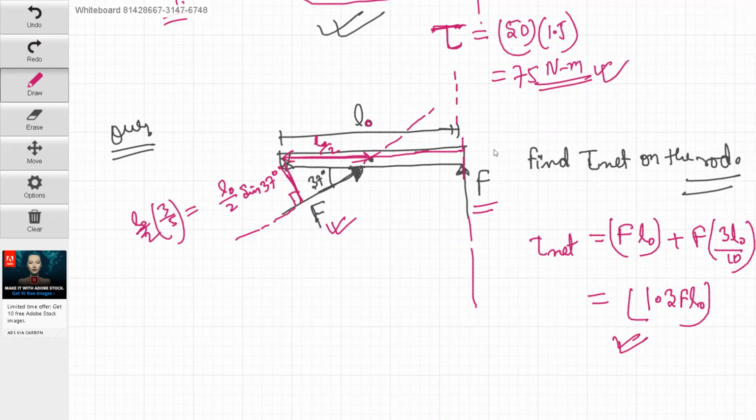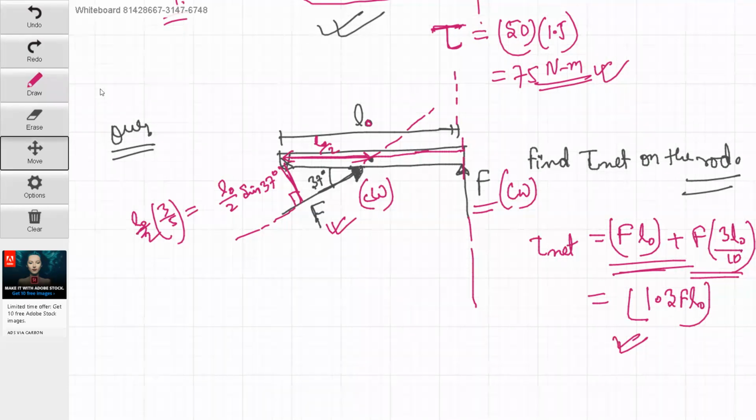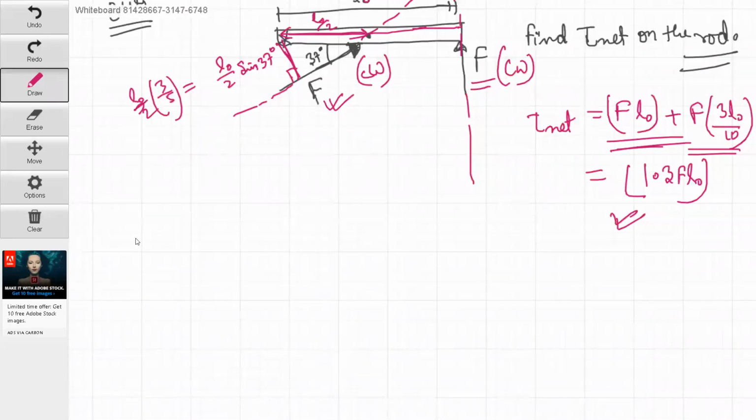Now you can see this force has a tendency to rotate it clockwise. This force will also rotate this rod in clockwise direction. So both torques will be added up. Suppose the sense of the force is to move in anti-clockwise direction, then you have to take a negative sign for that torque. Is this okay? We will do the illustration. You will get that thing.